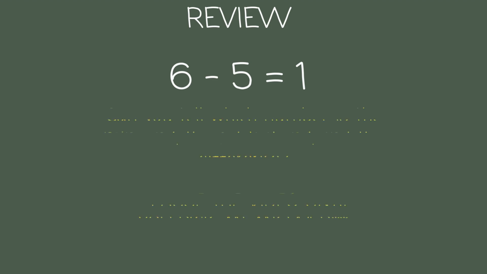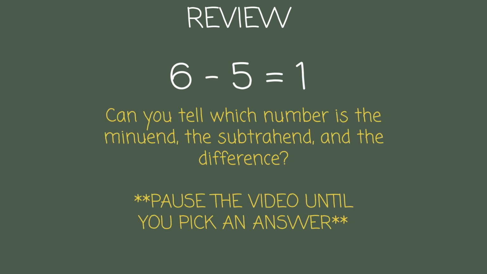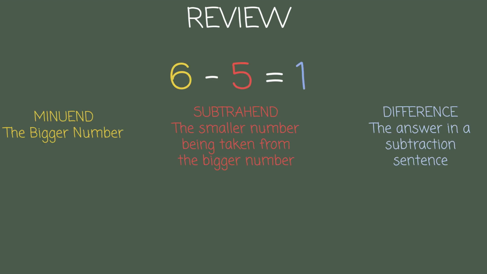Wonderful. Let's review our subtraction vocabulary. In the subtraction equation 6 minus 5 equals 1, can you tell me which number is the minuend, which number is the subtrahend, and which number is the difference? That's right. 6 is the bigger number, the minuend. 5 is the smaller number being taken from the bigger number, the subtrahend. And 1 is the answer, or if we're using our vocabulary, 1 is the difference.